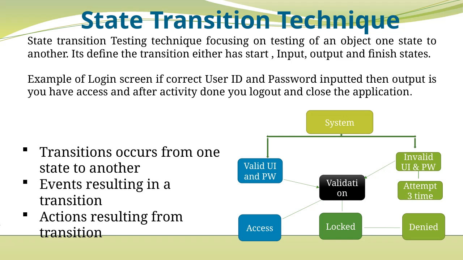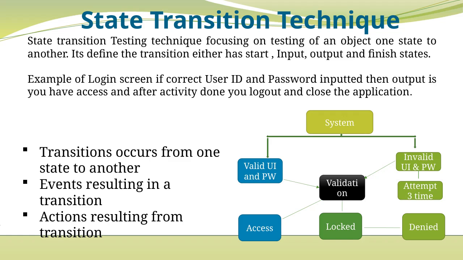State transition testing focuses on verifying how a system moves from one state to another based on specific inputs and events. It looks at the starting state, the input or event that triggers a change, the resulting output or action, and the final state after the transition. For example, consider a login screen. When a user enters the correct user ID and password, the system grants access. After completing activities, the user logs out and the application closes.